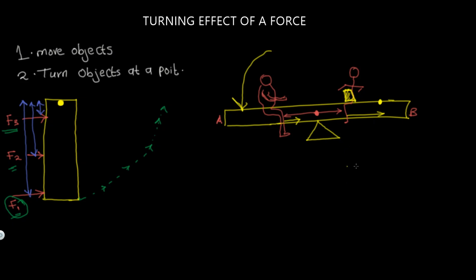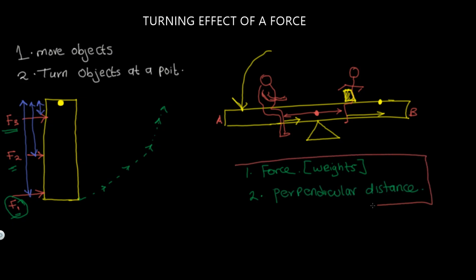So from this example, you realize that what matters a lot in this case is, one, the force. So force, mostly we are talking about the weights. And two, what matters a lot is the distance. So let's refer to it as the perpendicular distance. These two things are very important when it comes to balancing this system here.